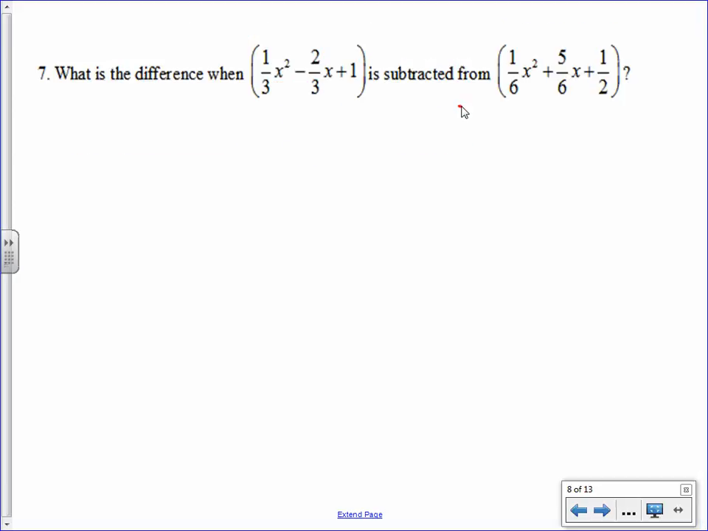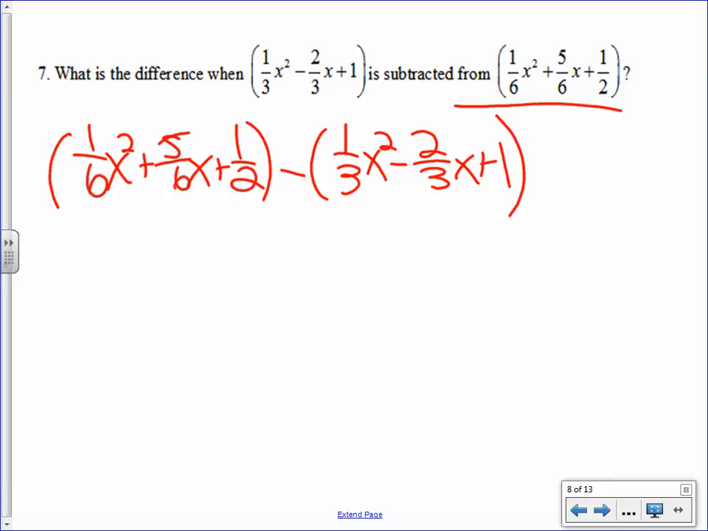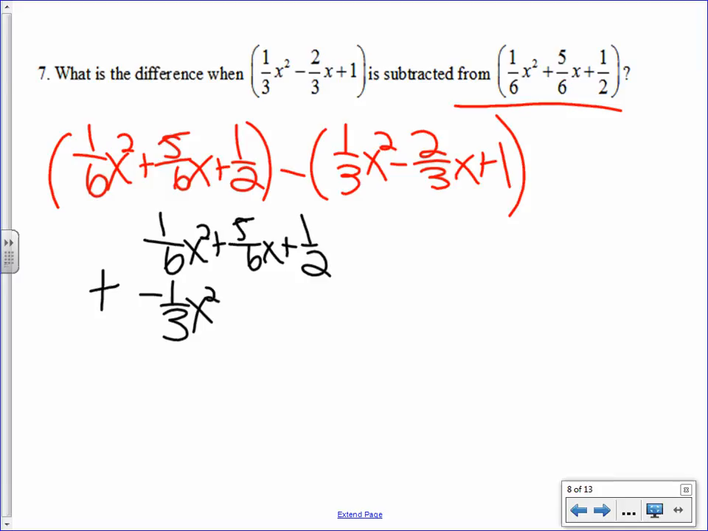Subtracted from. From comes first. 1/6 x squared plus 5/6 x plus 1/2 minus 1/3 x squared minus 2/3 x plus 1. Once you put from first, you need to keep change. So we keep the first polynomial, we change subtraction to addition, and we change the sign of everything in the other polynomial.